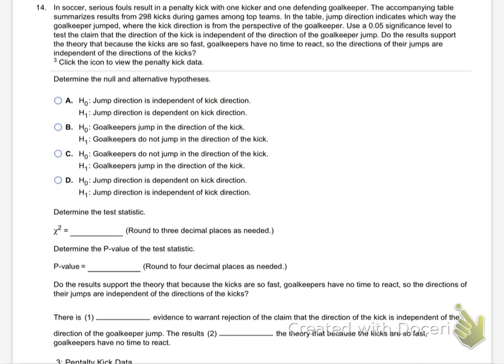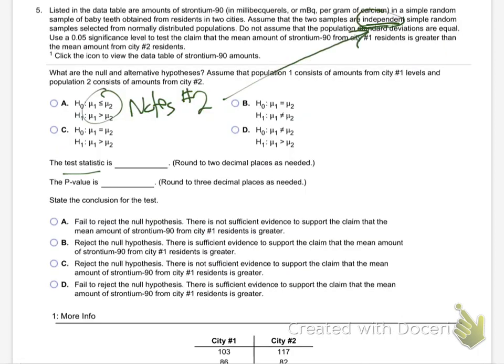This one, blah, blah, blah. Where's the key words that we need? Here's the claim. 0.05 level to test the claim. That's always what's the most important, right? Find the words, test the claim, that the direction of the kick is independent. Oh, independent. That's the key word. You're testing, right? We always find test the claim. That's where we look for the most important words. Independent.